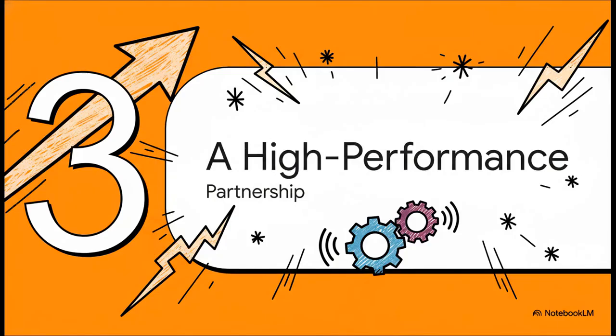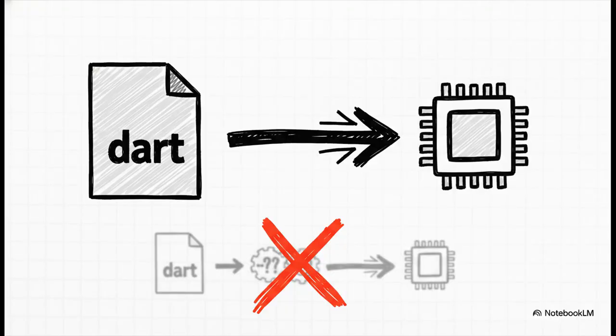All right, so we've got the tools, we've got the blueprint. What's the big deal? Why is this particular partnership so special? Well, it really comes down to one word: performance. And here's the secret sauce for Flutter's speed. Unlike a lot of other ways of building apps, Dart doesn't need some middleman to translate what it's saying. It basically speaks the phone's native language directly, which means there are no slowdowns.